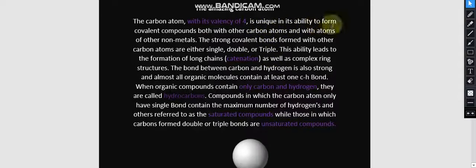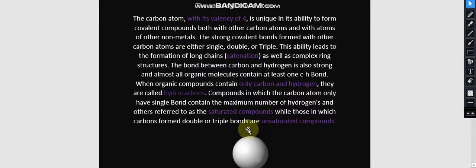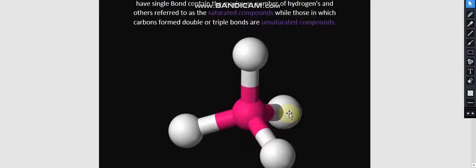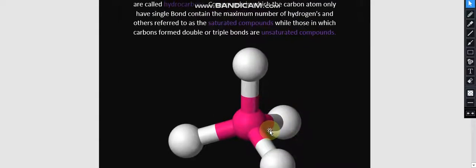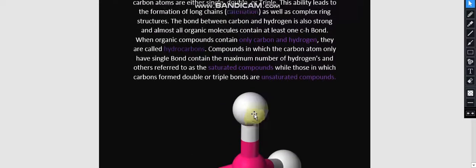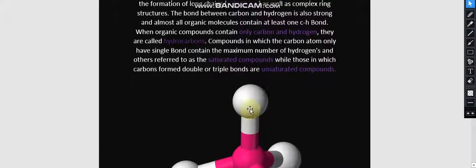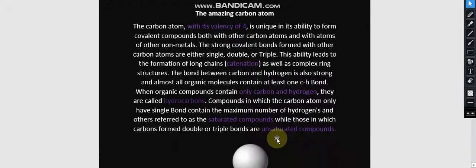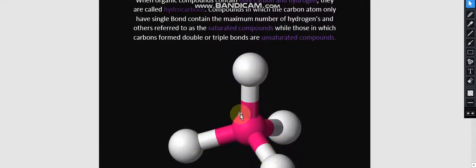Carbon is unique in its ability to form covalent bonds both with other carbon atoms and with atoms of other nonmetals. So this over here could be another carbon, and it can also bond with other nonmetals. For instance, over here, this is a hydrogen. But obviously you can have other things here.